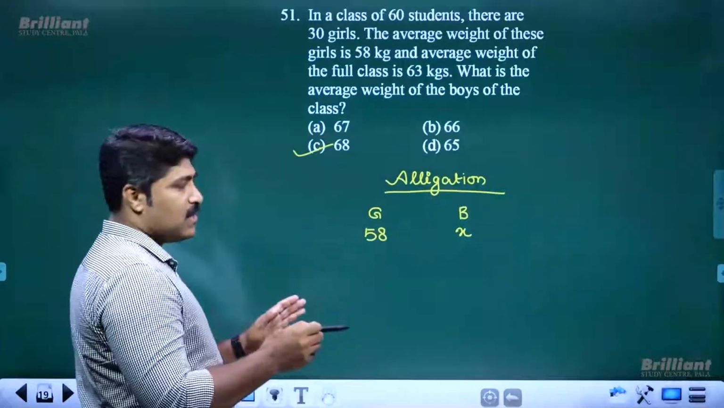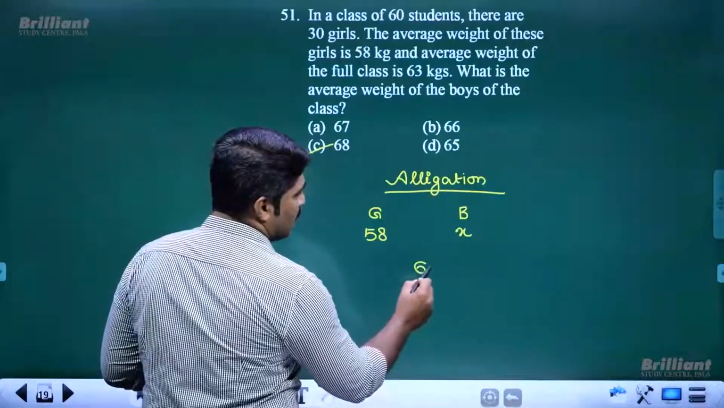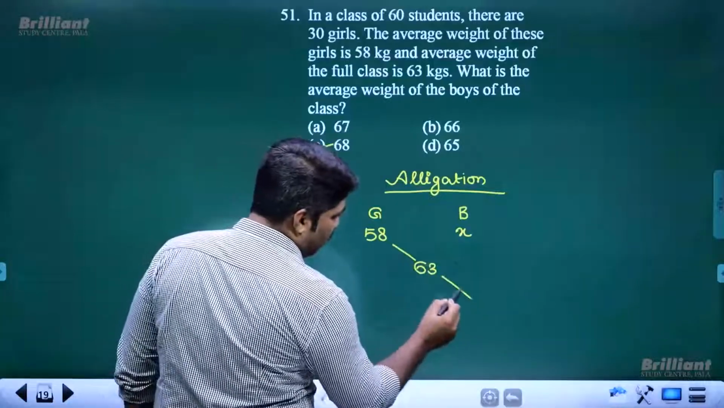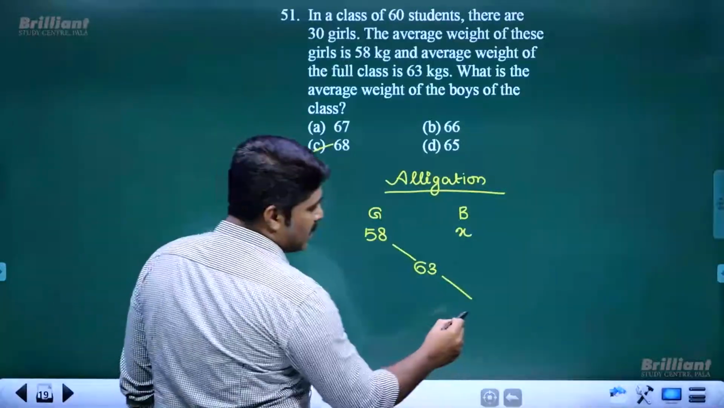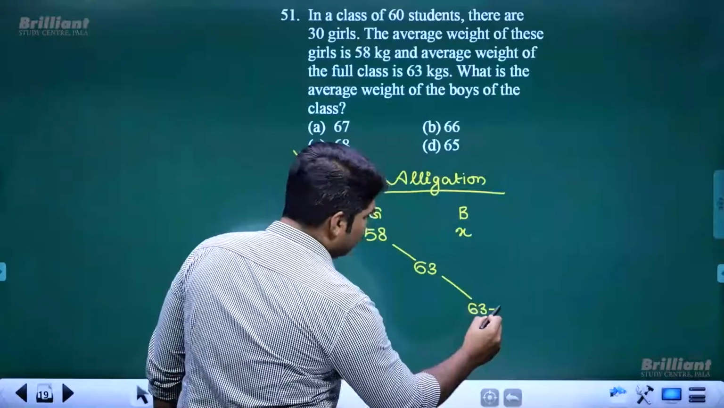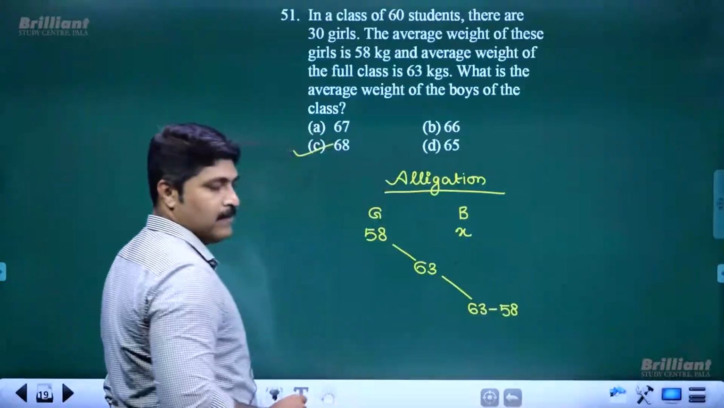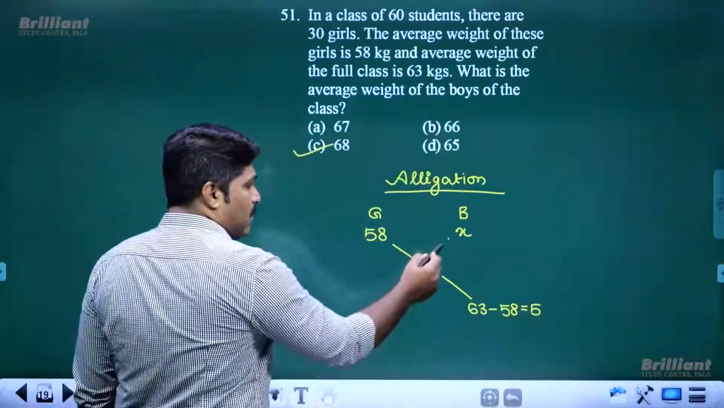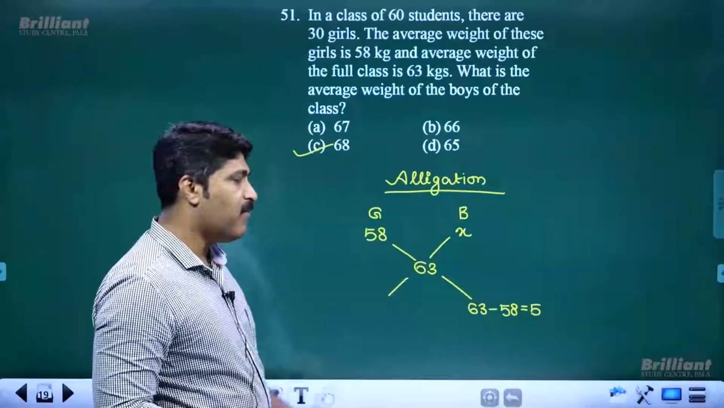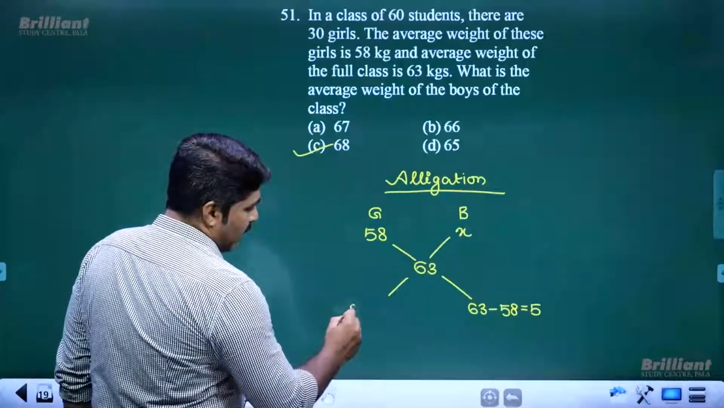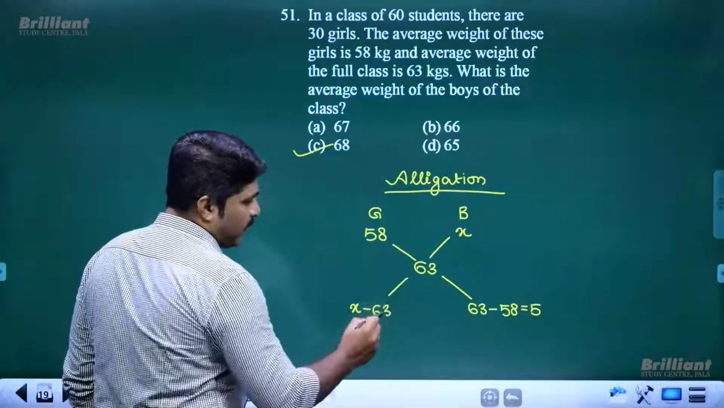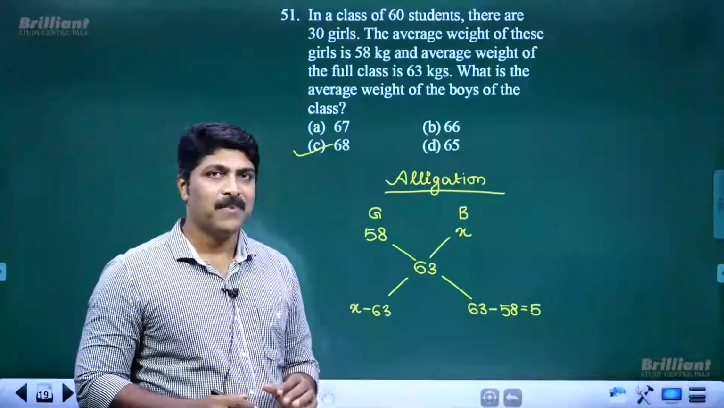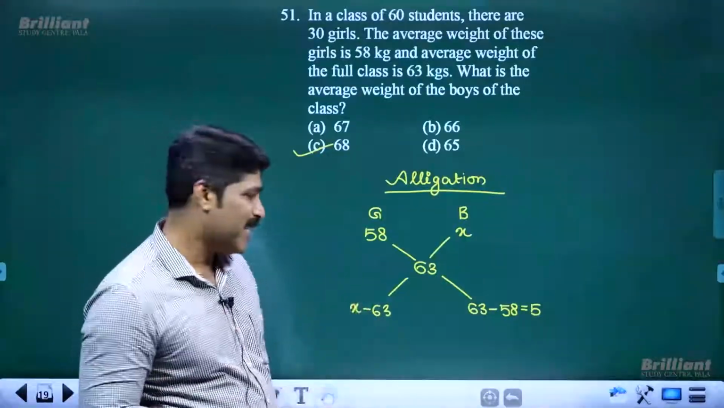What is the net average? This entire class's average is 63 kilogram. So we are alligating in this step, and we subtract the values like this. Here 63 is greater, therefore 63 minus 58. This difference is 5. As per the basic rule of alligation, we have to take the other difference as x minus 63. That order is very important. It's not 63 minus x, it's x minus 63. How can we identify which way we have to subtract?